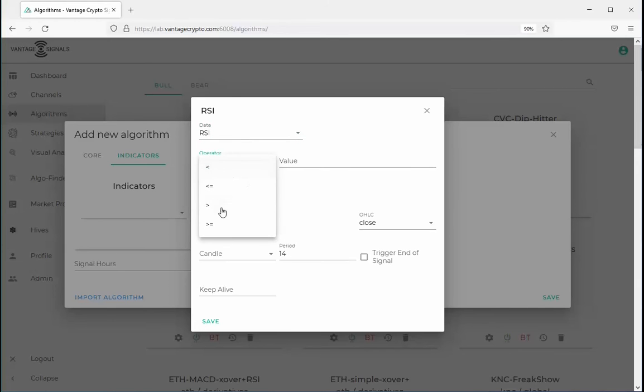We can specify an operator such as greater than or less than. The next value can be either an absolute value or a percent change over time. In this case, it is more desirable to test when RSI falls under an absolute value. Even though 30 is most common, I could set this to 20 or any other value as appropriate for this asset.